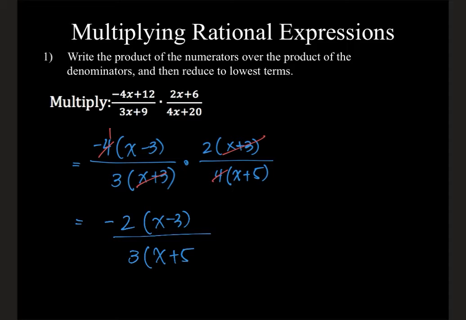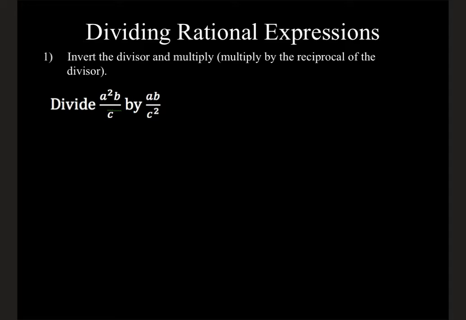x plus 5. Again, I'll look at it one more time to see if there's anything I can cancel out. There's nothing. This is a good final answer. We're moving pretty quickly through these. Now we're going into dividing rational expressions.